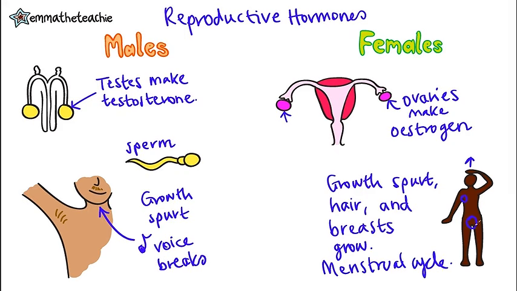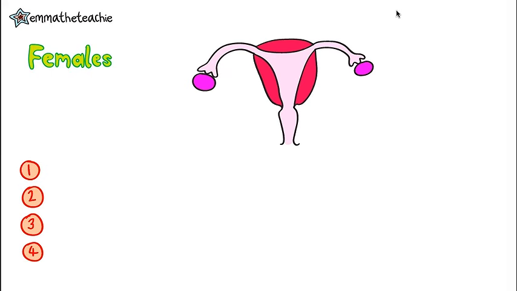If you're studying higher tier, you're going to learn a lot more about the hormones in the menstrual cycle, but everybody needs to know what they are and what they do. So we're going to start with that, and if you're doing higher tier, make sure to watch my menstrual cycle video. Let's start with seeing if you can label the parts of the female reproductive system.